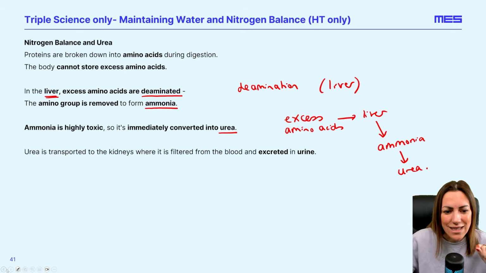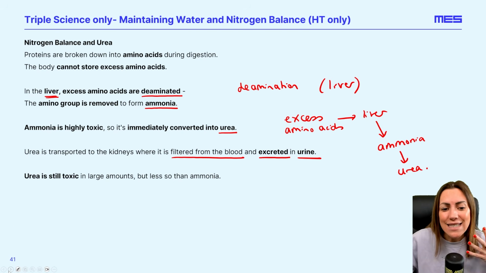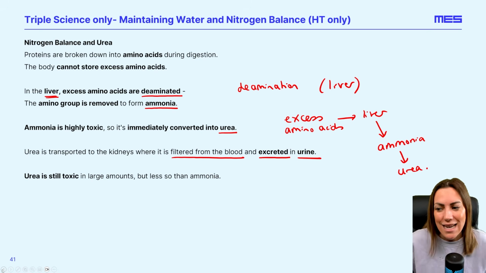Urea is then transported to the kidneys, and as we've just seen, once it gets to the kidneys, it will be filtered from the blood. The kidney tubules will filter it out of the blood. It will go into the filtrate, and then we excrete it in our urine. So we're getting rid of all that toxic urea. Urea is still toxic in large amounts, but less so than ammonia. So when we deaminate the amino acids in the liver, we convert it to ammonia first, then to urea, because urea is less toxic, but still toxic enough that we do need to excrete it in our urine.